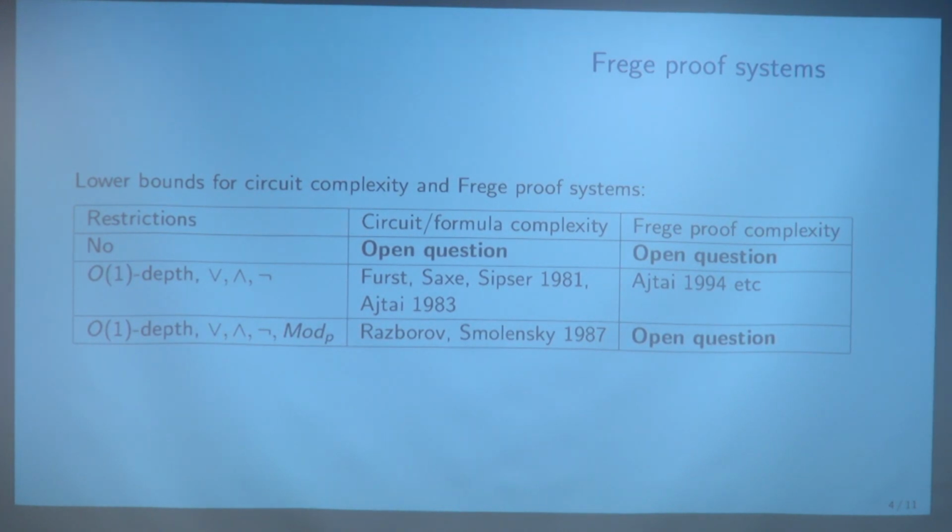But if we add modulo p gates here, then we know circuit and formula lower bounds, but all the attempts to generalize them to Frege proofs have failed, and this is actually very funny. So this stands as an open question, and an understanding of this kind of Frege system with constant depth and 3 types of Boolean connectives can be a step to understanding Frege systems with modulo p gates. So that was about the motivation of all this.